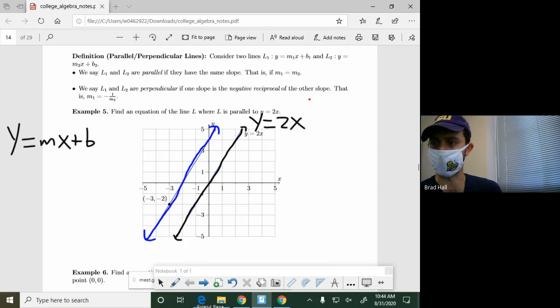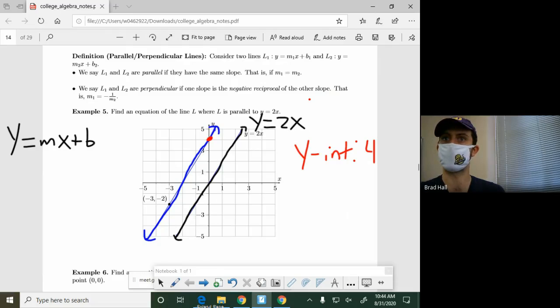Since they give us the graph, well, we can figure out the y-intercept just by looking at it. In fact, I just emphasized it in red. So the y-intercept seems to be 4, the y value. So if anything, we have the y-intercept. We already have half of this problem done. So finally, we just need the slope.